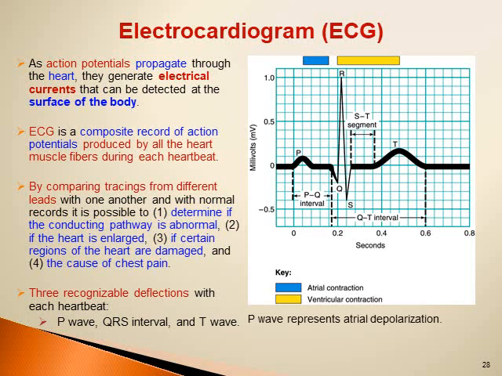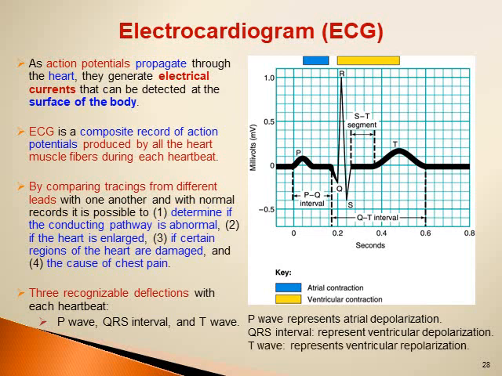The P wave represents atrial depolarization. So whenever you see a P wave on an ECG, it means this is the electrical activity during atrial depolarization. The QRS interval represents ventricular depolarization. So the 3 waves, the Q wave, R wave, and S wave together, are called the QRS interval. The 3 of them together represent the entire electrical activity in both ventricles.